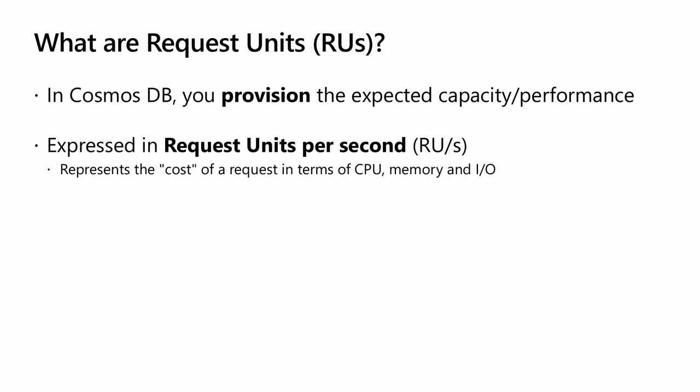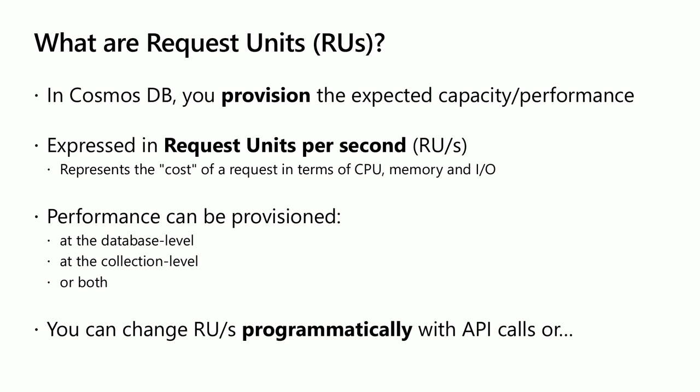Cosmos DB is different from other databases in that it works on a provisioned throughput model. You tell us the expected capacity or performance, and it's expressed in a unit called request units per second, or RUs per second. Every operation consumes a certain amount of request units because it takes a certain amount of work, CPU, memory, and IOPS, to actually do that operation. You tell us exactly how many RUs you need per second, and we'll guarantee and provision that.